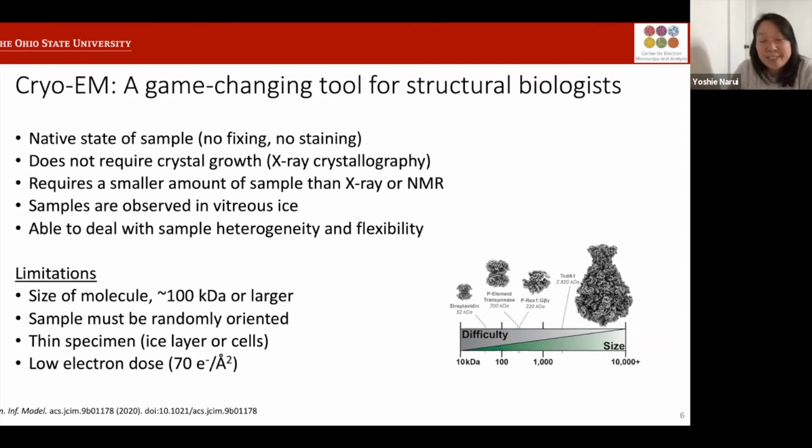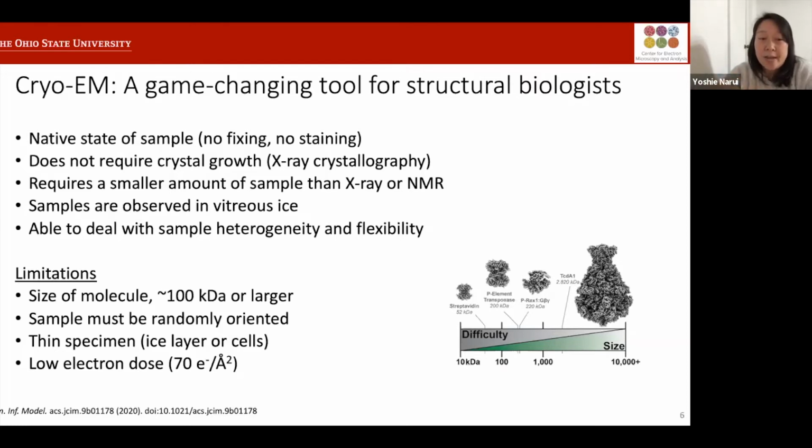This is vitreous ice. It's not crystalline, it's amorphous. And in addition, cryo-EM is able to handle, to some degree, your sample heterogeneity, so different conformations and understanding the flexibility of your molecule.